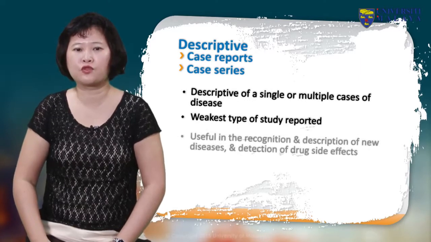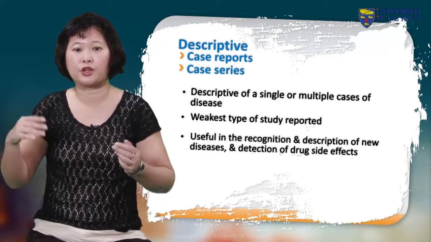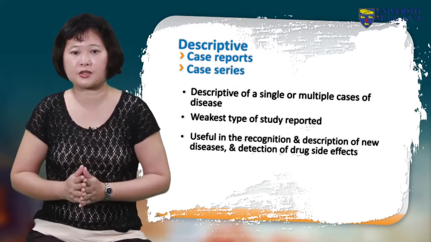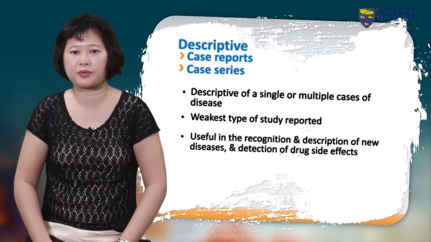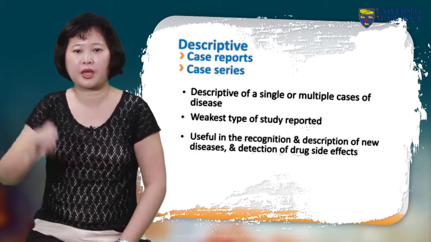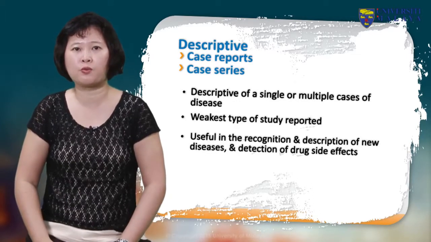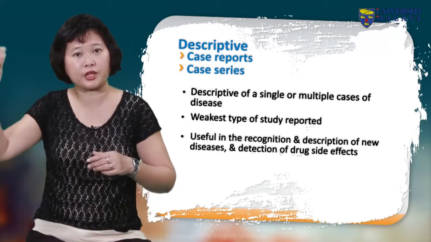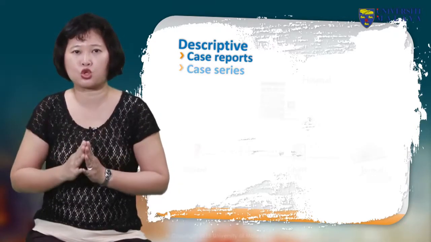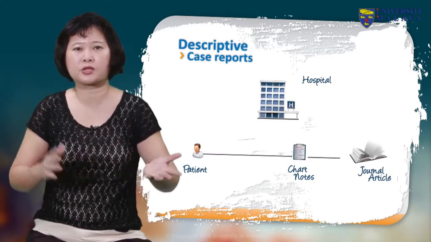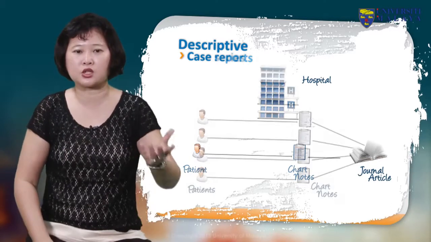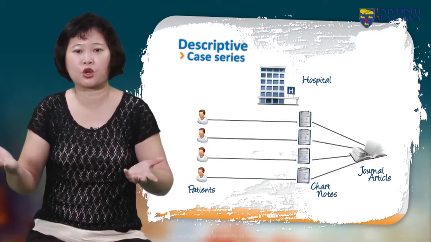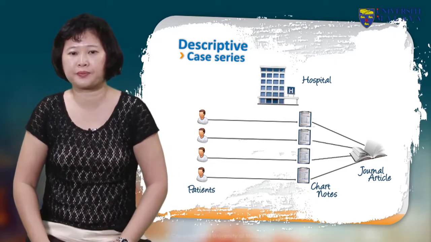However, it is useful in the recognition and description of a new disease and detection of drug side effects. It recognizes the unexpected, which is where discovery begins. It's often thought-provoking and best used to stimulate performance of more powerful studies. However, such reports are prone to overinterpretation and should not be used to draw conclusions about cause and effect. It also cannot test for statistical association because there is no relevant comparison group, as shown on this slide.